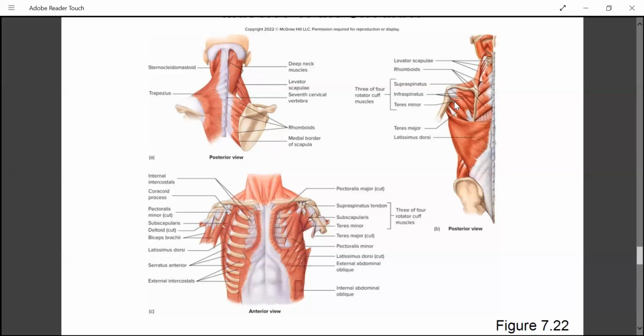You can see these small muscles here. These are our rotator cuff muscles. So it's cuff, C-U-F-F. You do not have a rotator cup. It's a rotator cuff. So these are shoulder stabilizers here.